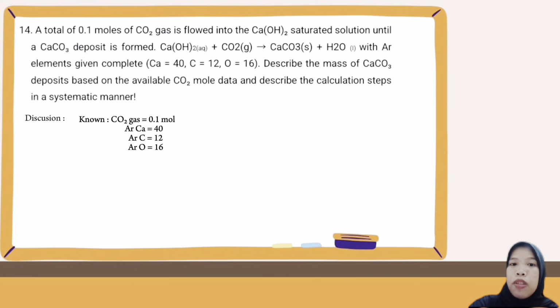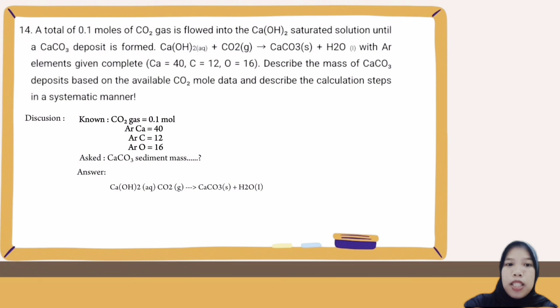Discussion, step 1. CO2 gas equals 0.1. Ar Ca is 40, Ar C is 12, and Ar O is 16. For the CaCO3 sediment mass, answer: Ca(OH)2 aqueous plus CO2 gas produces CaCO3 solid plus H2O liquid. And CO2 equals 0.1 mole.